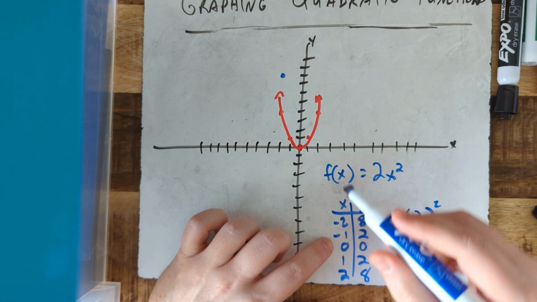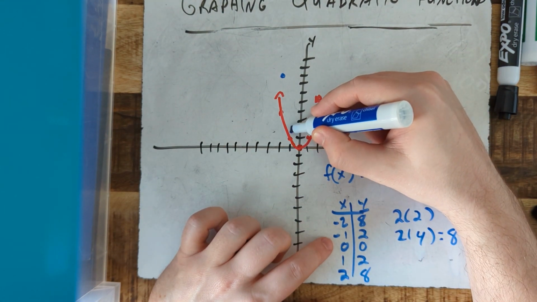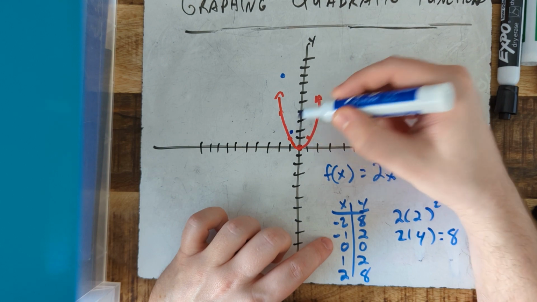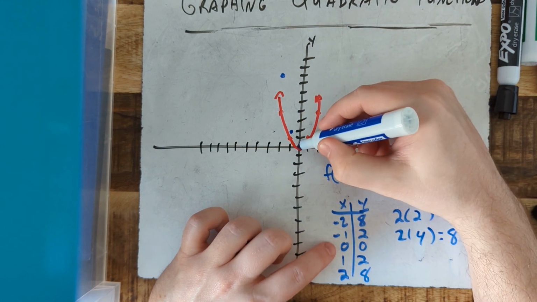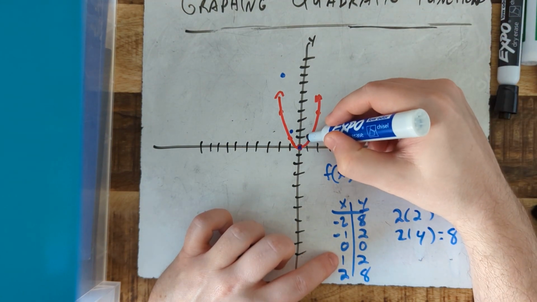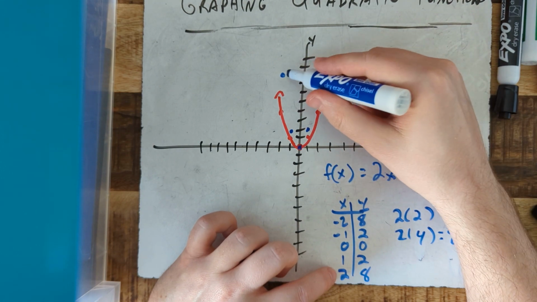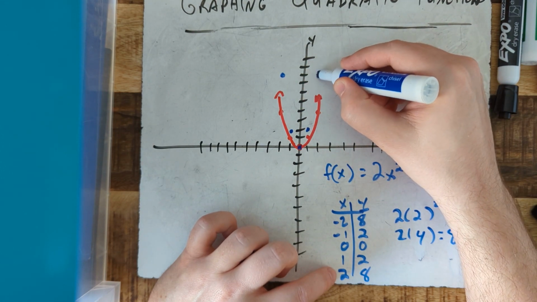Next one, -1, 2. So we go to -1 and then up 2: 1, 2. It's going to be right above that one here. Then 0, 0, of course. And then 1, 2 matches up with that one. And then 2, 8, so we can take this and go over here.